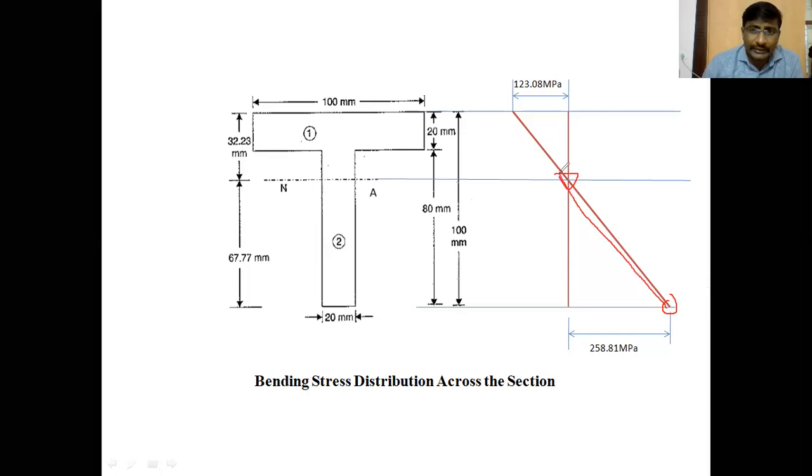Okay, extend this inclined line by joining the 258.81 megapascals and the point which is located on the neutral axis. Join and extend it up to the extreme top layer, which is intersecting the line drawn from the top layer, from this point to the vertical line which represents the maximum compressive stress, that is 123.08.